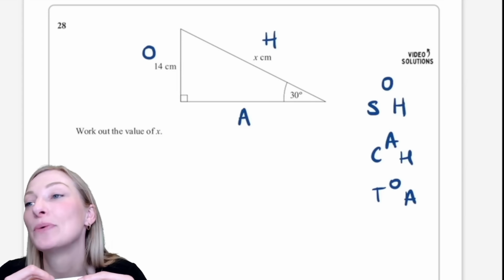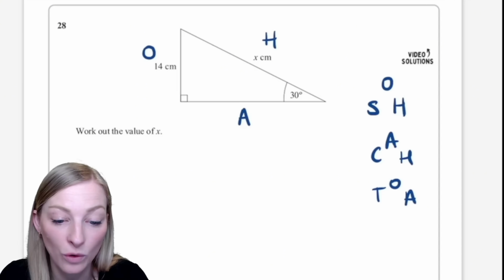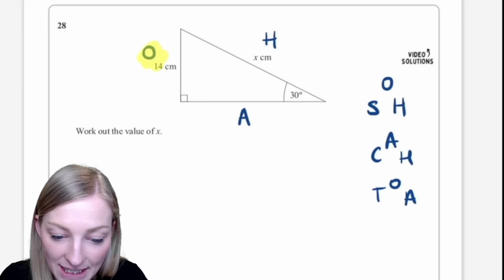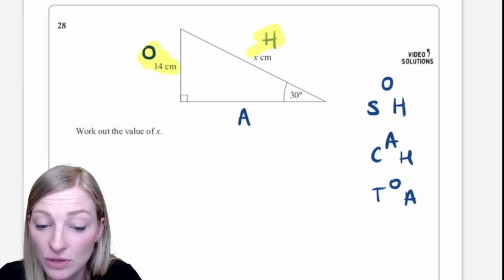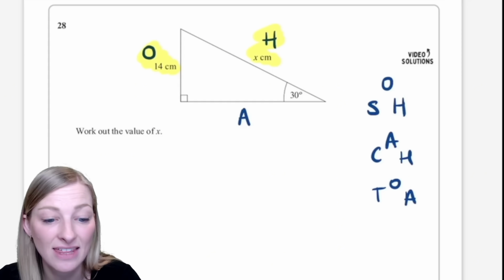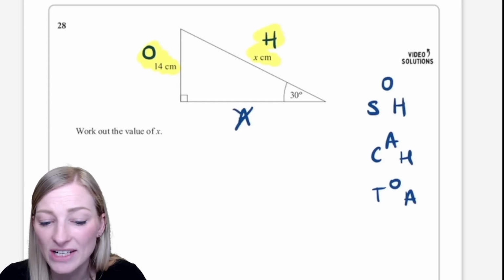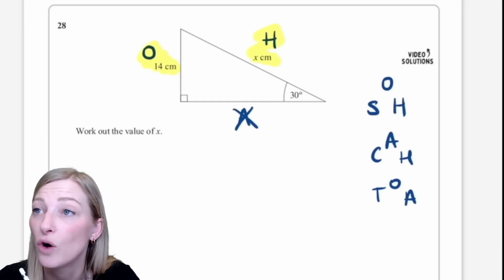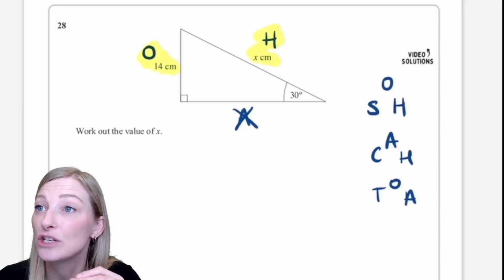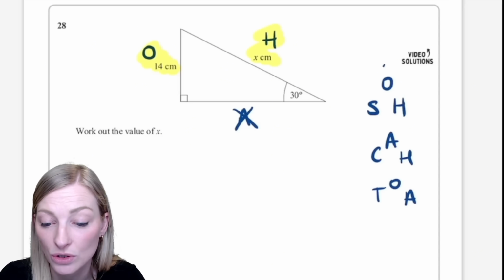And with these, we need to work out what we want to be involved. I know that the opposite needs to be involved because I know it, it's helpful information. The hypotenuse needs to be involved because that's the thing we're trying to work out. I don't know how long the adjacent is and I don't want to work that out. That's not involved in this question. So O and H being involved tells me to use SO.